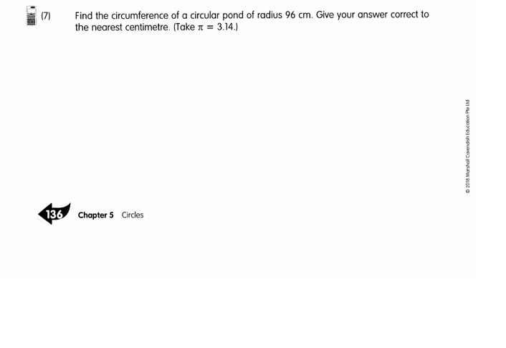Okay. Next question. You are supposed to find the circumference of a circular pond of radius 96 cm. Correct your answer to the nearest centimeter. Correct to the nearest centimeter. Okay, right? So, Colin F, tell me what's the working?